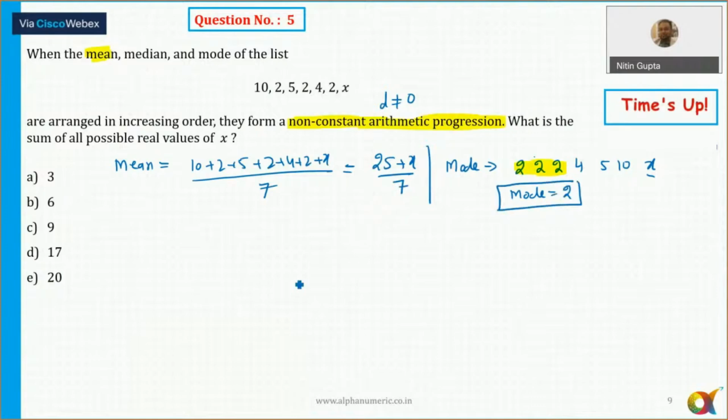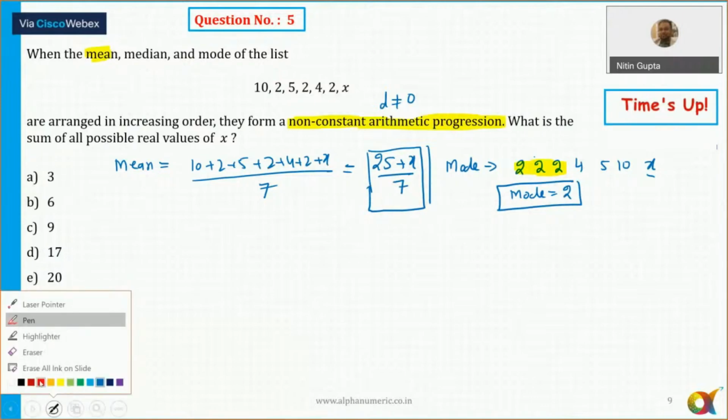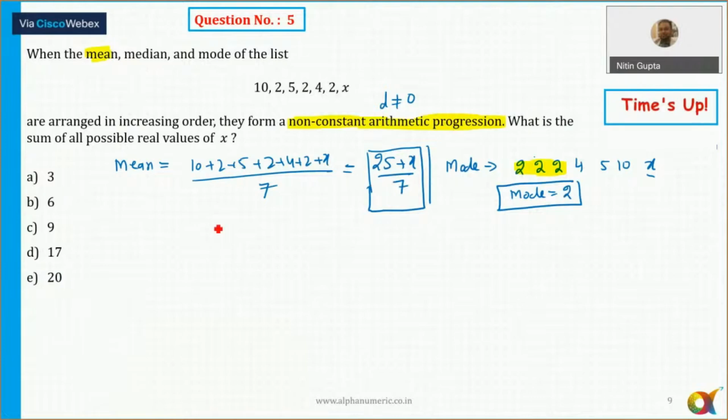Okay. So we know that the mean is equal to (25 plus x) by 7, and the mode is equal to 2. Now, what is the median here? That is where the question comes. Again, there are several possibilities. The total number of terms here is 7, so there will be one term which is the median. After this there will be 3 terms, and before this also 3 terms, and the median is exactly the term in the middle.